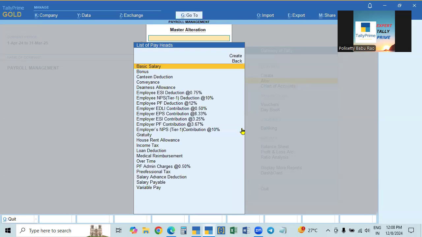In the pay heads, we already completed the payment pay heads called earning pay heads. We completed basic salary, bonus, then conveyance allowance or traveling expenses, dearness allowance, gratuity which is only a provision, house rent allowance, then medical reimbursement, overtime, then variable pay. This is also called incentive. So all these we created.